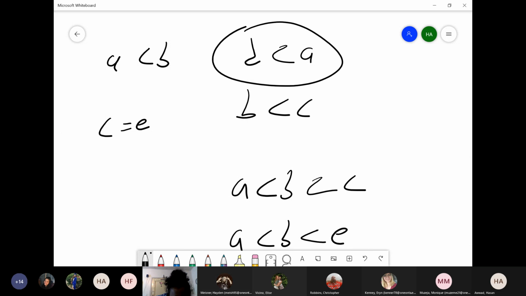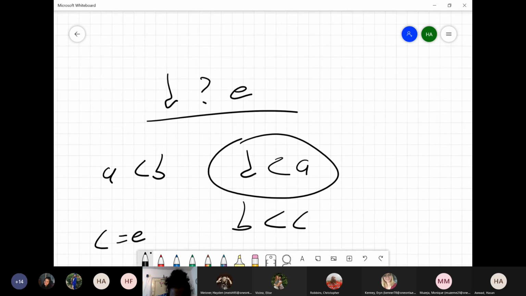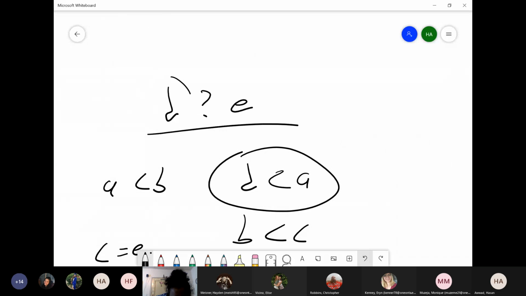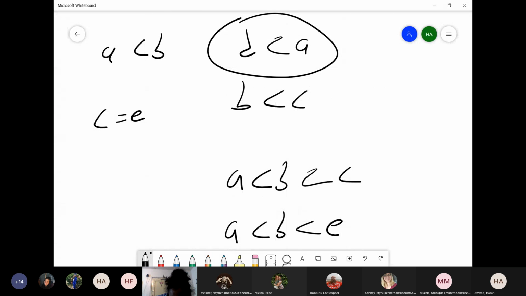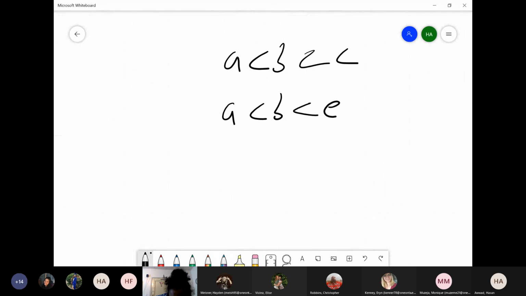And the last piece of information here, which ties into our goal, right? We're looking for the relationship between D and E. So it should make sense that we're still trying to figure out where D goes. And because D is less than A, we know that we can throw it right over here on this side, right? So D is less than A is less than B is less than C, but we knew that C was actually equal to E all along, right? So we can replace the C with the E instead. So now we have D is less than A is less than B is less than E.